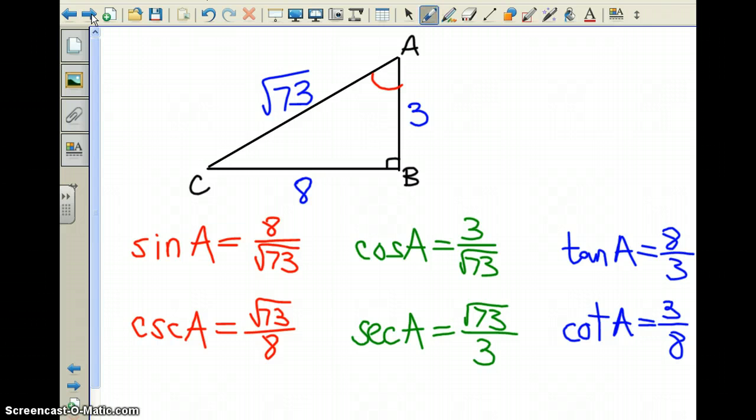Now, one thing to inspect on these 6 answers, 2 of these 6 answers we have a slight problem with because there's a radical in the denominator in some of these. So recall back early in the year, if I want to get rid of a radical in the denominator, like for sine of A, I have to multiply it by itself. And that will, sine of A will be 8 radical 73 over 73 in simplest form. And same thing here for cos A. We have a radical in the denominator. So if I multiply top and bottom by radical 73, cos of A will now be 3 radical 73 over 73.